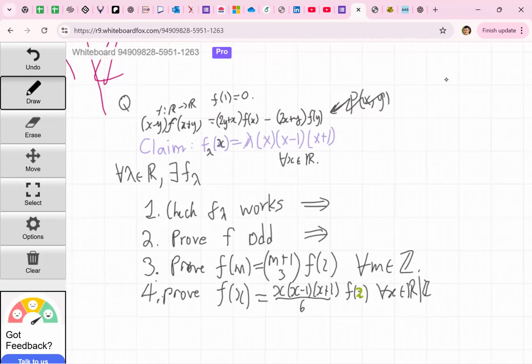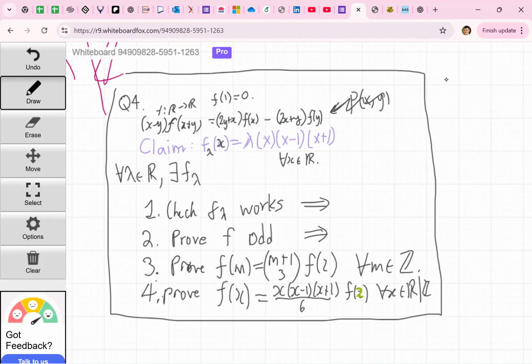So how would I check f of lambda works? Well, I would just check that x works and x cubed works, and then I would say the equation is linear in f, right? So then x cubed minus x works, okay? And then any multiple lambda times that also works. That makes sense?